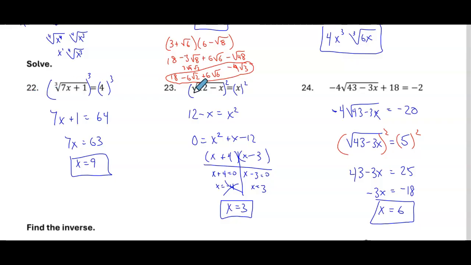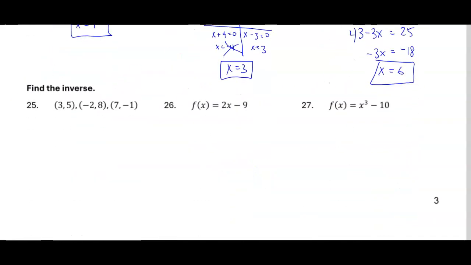Okay, so anytime we're facing an equation with a root in it, we just need to raise it to a power that cancels the root, but also we need to make sure it's isolated first. All right, find the inverse.